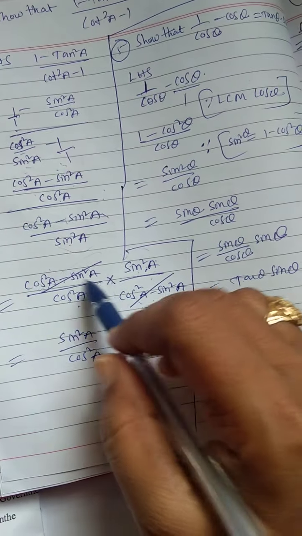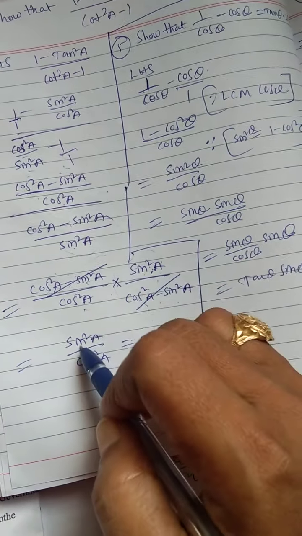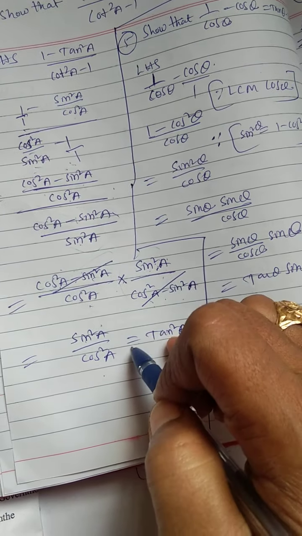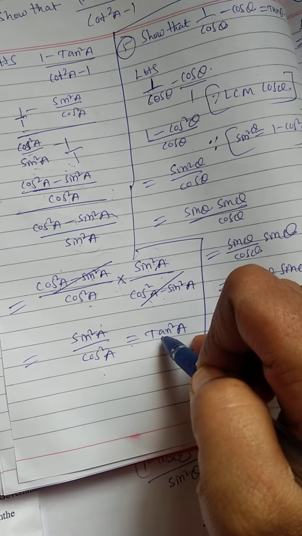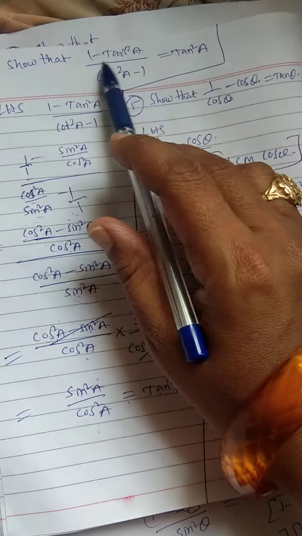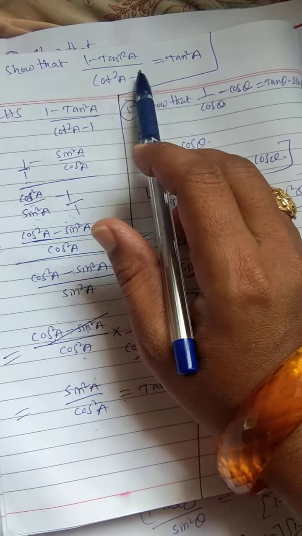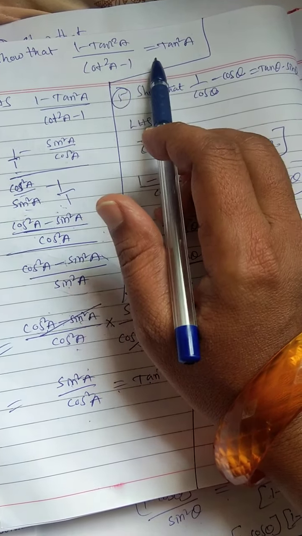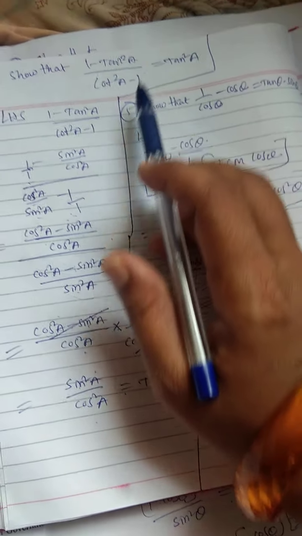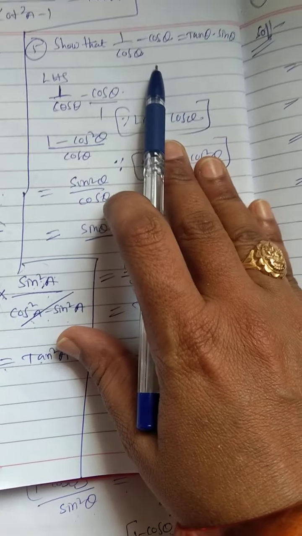Why? Because same numbers. Remaining sin square a by cos square a, which will give tan square a. Therefore, 1 minus tan square a divided by cot square a minus 1 is equal to tan square a. So that is the fourth question solution. Next I am going to explain the fifth question.